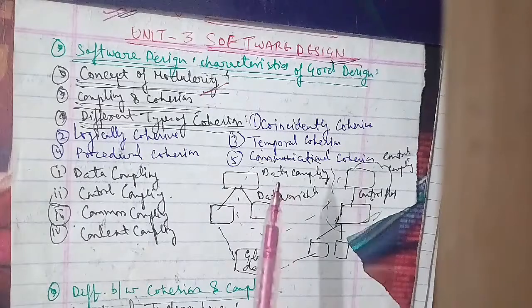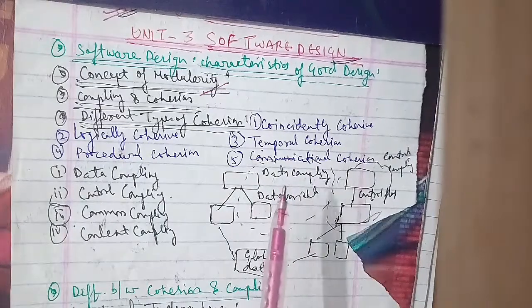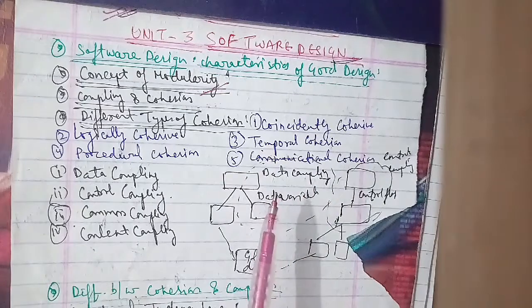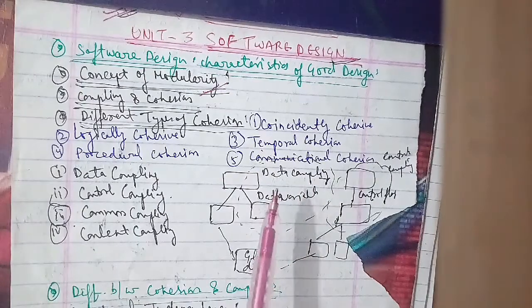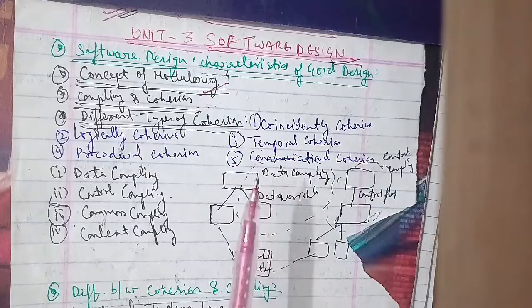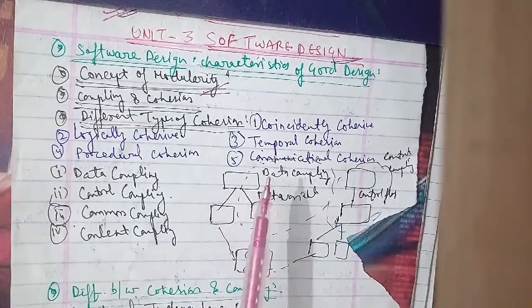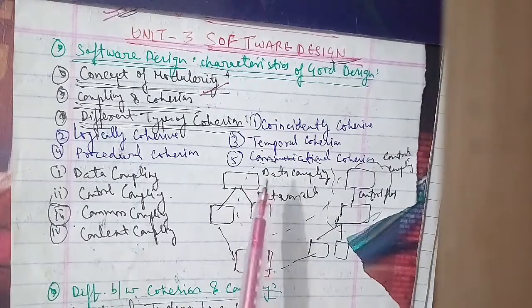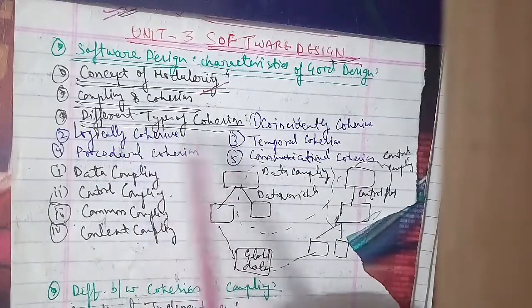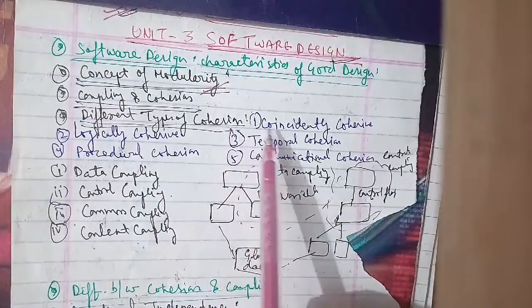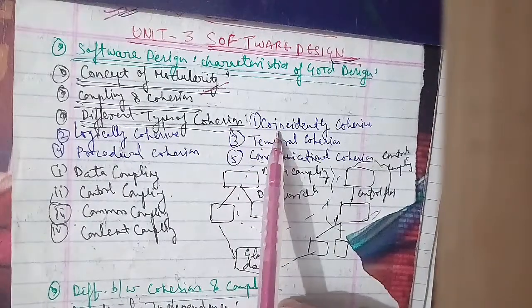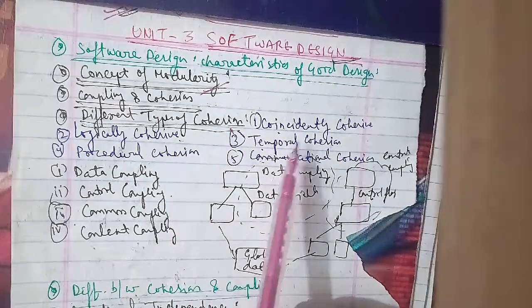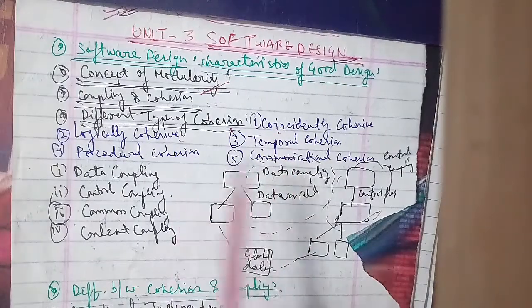So we'll talk about the different types of cohesion here. As I told you, the first is coincidentally cohesive, the second is logically cohesive, the third is temporal cohesive, then procedural cohesion, communicational cohesion, and data coupling as well. Under coupling we have data coupling, control coupling, common coupling and content coupling. Now we'll discuss these in detail.